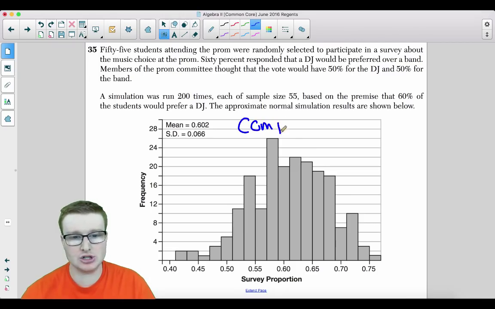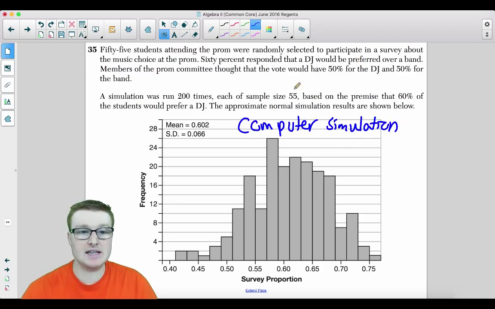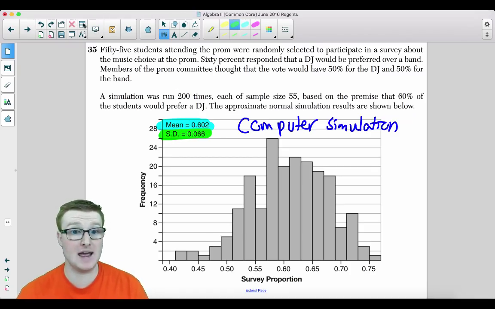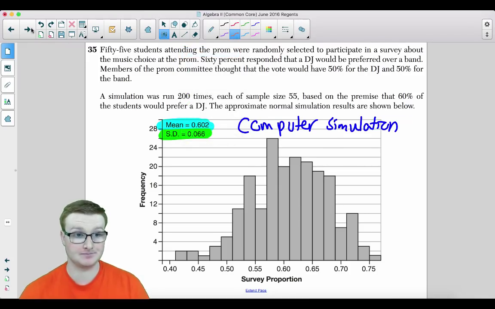This is the computer simulation. This is what they actually asked the people who were going to the prom. Take a look at the mean here, folks. The mean is 0.602, and the standard deviation is 0.066. You need those badly. You need to know what those numbers are.